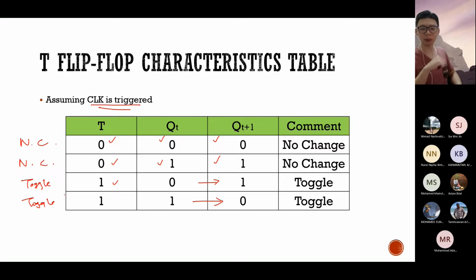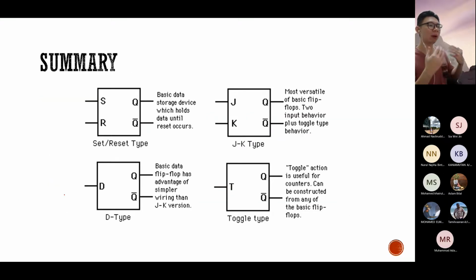So 4 flip-flops in total: SR flip-flop, D flip-flop, JK flip-flop, and T flip-flop. All right, so I hope that by now you understand how all these flip-flops work. So basically, these are all the block diagrams. These are just a summary. So these are the very basic differences.